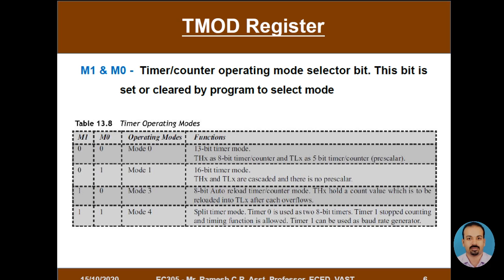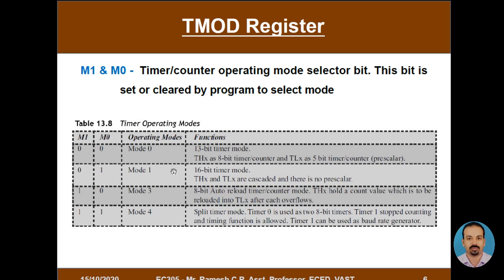Then if we configure M1 equal to 0 and M0 equal to 1, we move into mode 1, which is a 16-bit timer mode. That means the timer can count from 0000H to FFFFH. And if M1 equal to 1 and M0 equal to 0, that is mode 2. In this case, if you configure both timer 0 and timer 1 in this mode, both of them can act as an 8-bit auto reload timer or counter module.